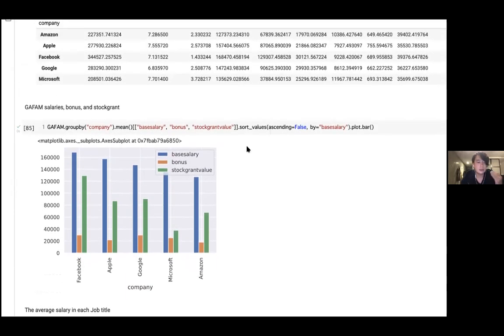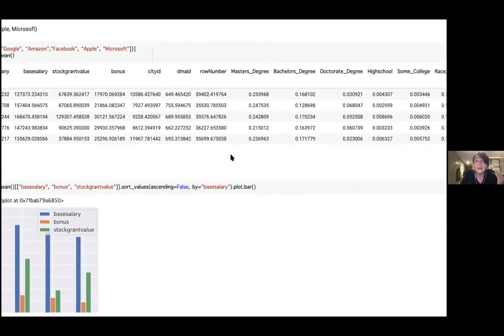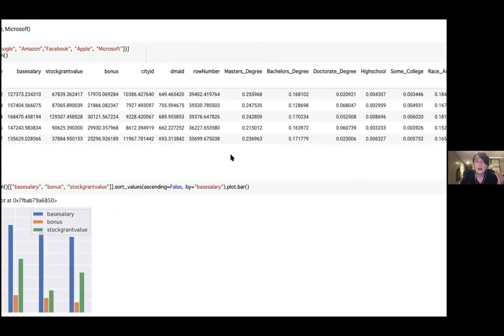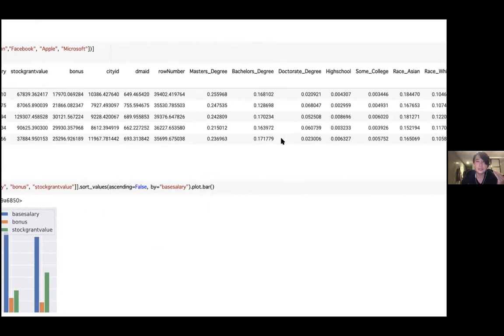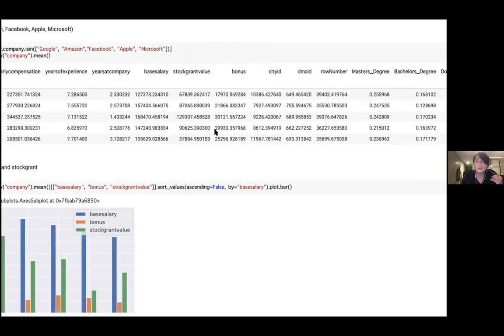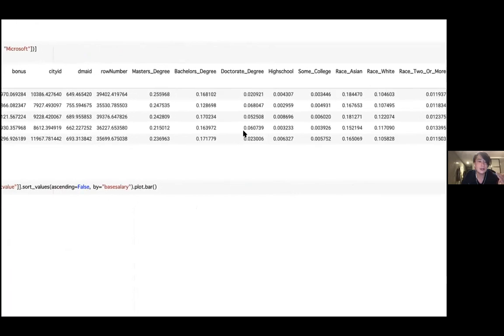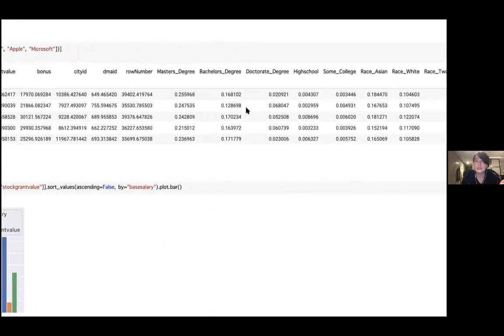And by the way, I also find something interesting. There is also some data on what percentage of the people have some degree: master's, bachelor's, doctorate, high school, some college, things like that. It was not surprising that Google, for example, is relatively high. They hire a lot of PhDs, more than the other companies. And this is also true for Apple: they hire more PhDs than the other companies.